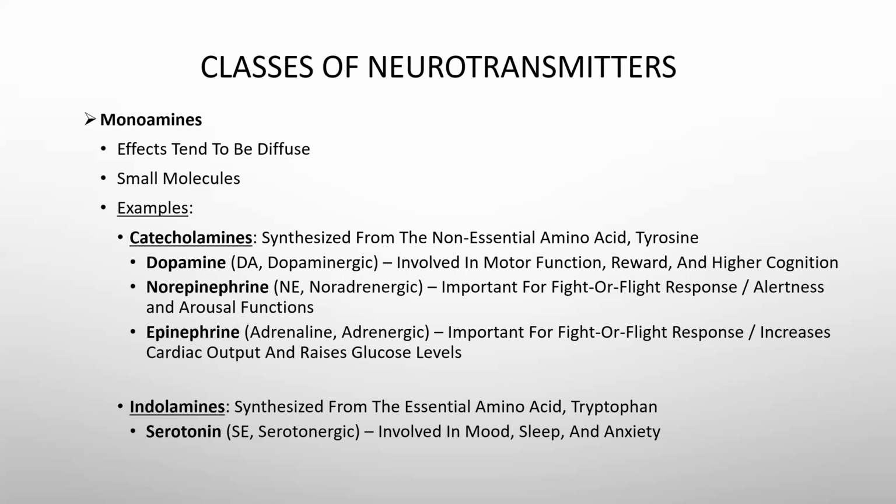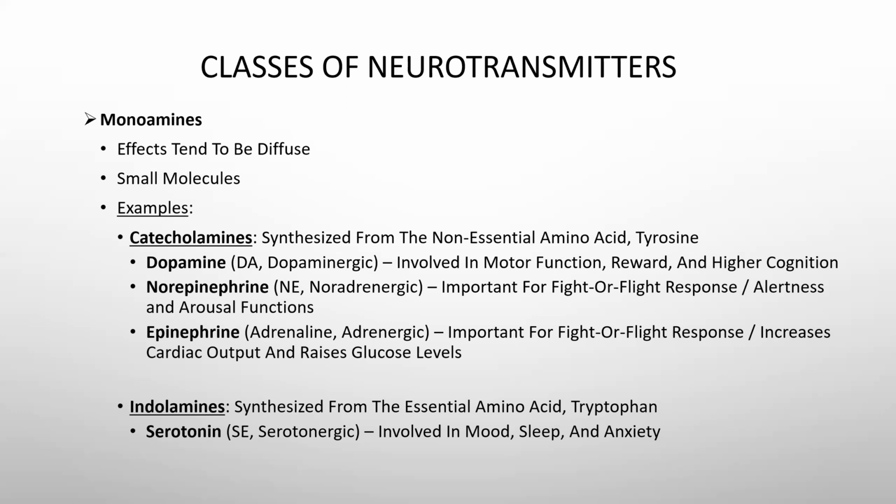Then we get to the monoamines. Well, mono means one, so we're looking at neurotransmitters that are developed from one amine. The effects tend to be diffuse. They're also small molecules, just like the previous ones. And some examples here, and these are going to be the most common for you to know. So these are really, really important neurotransmitters to memorize. The catecholamines are synthesized from the non-essential amino acid tyrosine. Tyrosine is internal in the body.